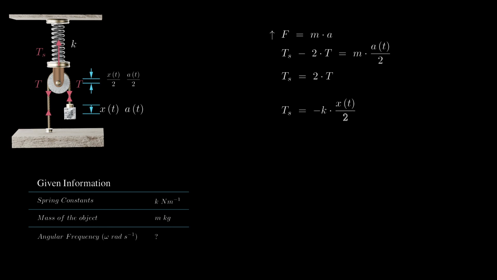We can now utilize Hooke's law to derive an expression for the tension in the spring. Substituting this expression into the previous equation, we can obtain the expression for the tension in the rope.